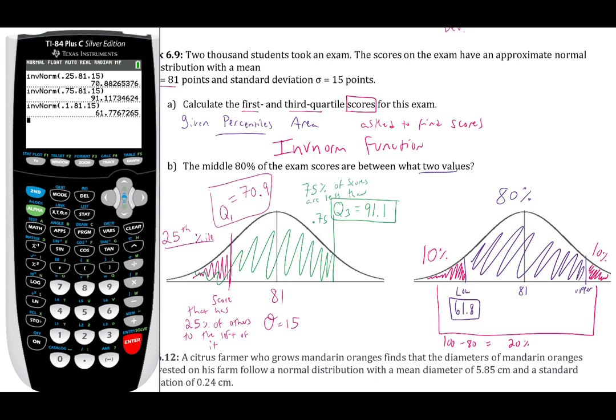And then the last one we need to find is the upper value, which in my calculator, I need to type in the area to the left of this upper value. The area to the left of this upper value will be 80 plus 10, or 0.9 or 90% to the left. So I'm going to do something a little bit different here just to show you another way of working with this. If we hit second enter, we can just go back and change this from 0.1 to 0.9, and we'll get the upper value of 100.2.